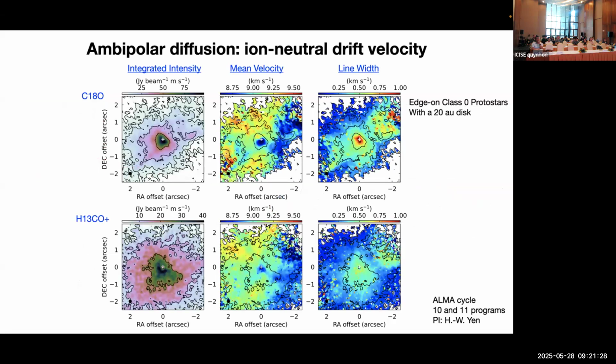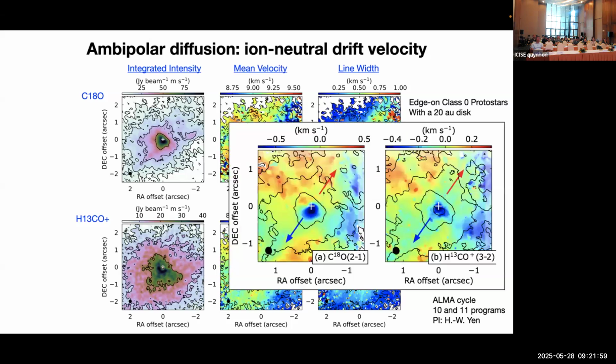So the next step we did is compare the gas motion traced by C18O and H13CO+. Here I show the moment maps showing the distribution of gas, and then the mean velocity and line width. You can see they have a similar velocity pattern, but the magnitude is different, especially in the line width map. The line width of the ionized molecule is much narrower compared to the neutral molecule. If you zoom into the central part of the mean velocity map, you can see the pattern is indeed very similar, but the magnitude of the relative velocity is different.